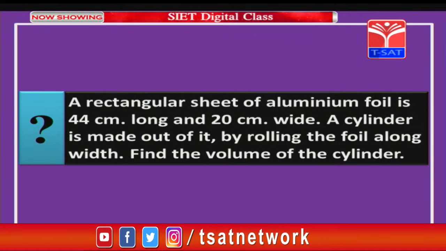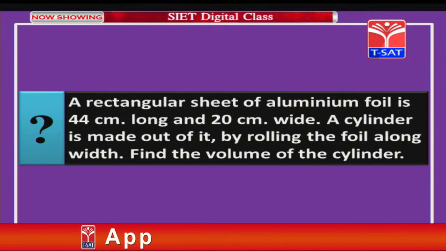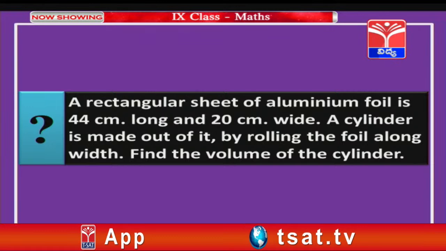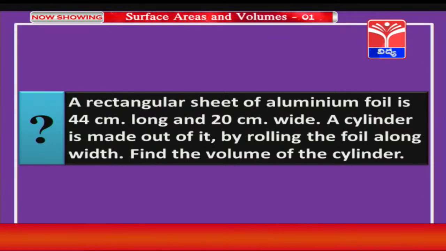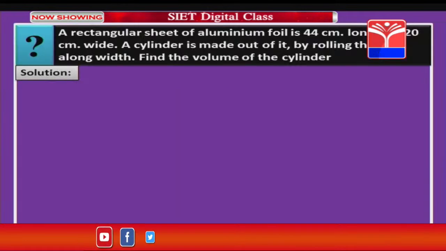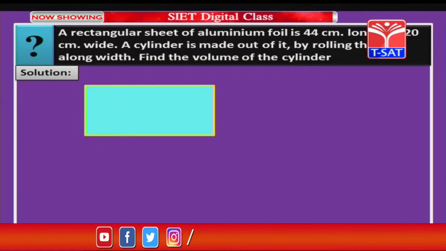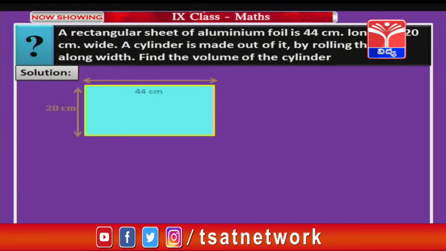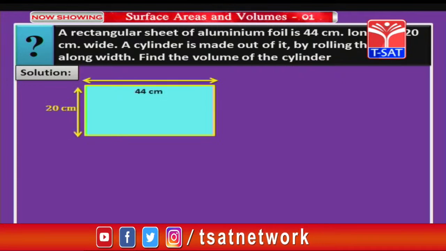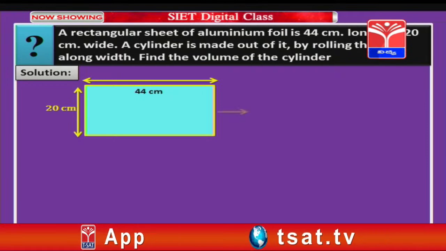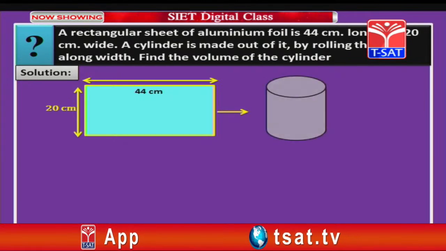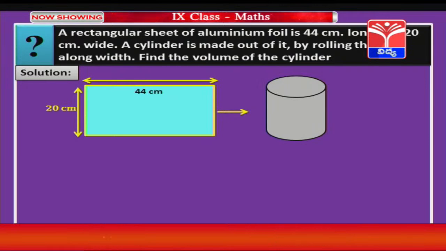A rectangular sheet of aluminum foil is 44 centimeter long and 20 centimeter wide. A cylinder is made out of it by rolling the foil along the width. Find the volume of the cylinder. Let us start with the solution. So, there is a rectangular foil of length, how much children? 44 centimeters. And what is the width children? Yes, 20 centimeters.